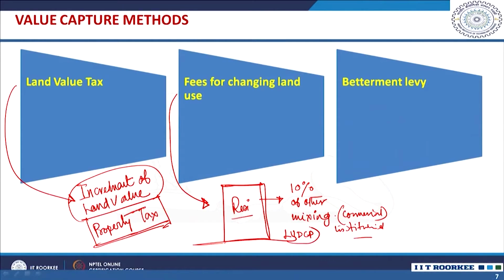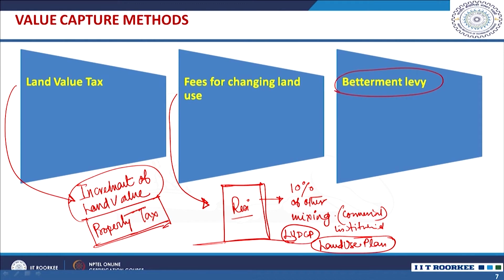So, first of all this kind of provision has to be there in your land use plan or land use control plan. Therefore, your land use and development control plan, LUDCP, or land use plan that we have discussed earlier, should have this provision, and then we can charge some amount for changing of the land use. So, one is the land value tax and second is the changing of the land use. Then third is the betterment levy.